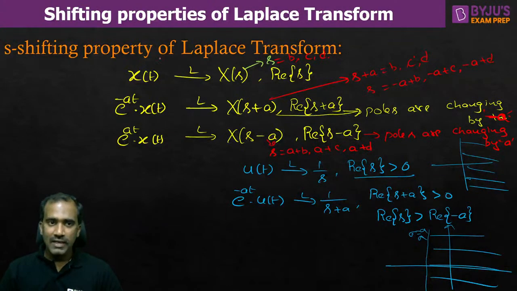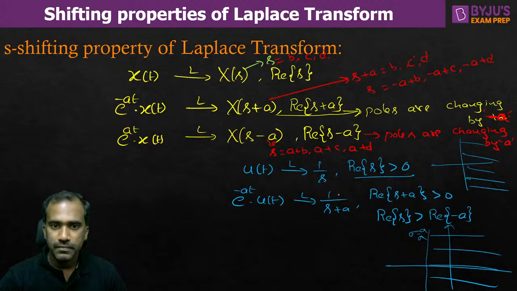Okay. In a shifting property, all the poles are changing. Because of S plus A, every pole is changing. If the pole distribution changes, the ROC will change. Zeros have no effect on the ROC. Zeros will not control the ROC. Only the poles will control the ROC.